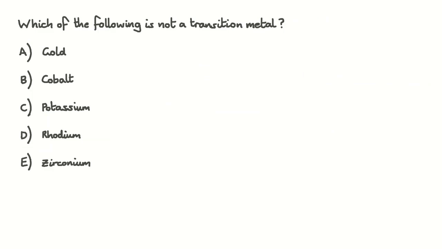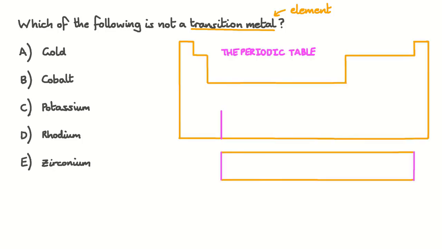Which of the following is not a transition metal? A. Gold, B. Cobalt, C. Potassium, D. Rhodium, or E. Zirconium. Transition metals are otherwise known as transition elements. And where do we find elements? On the periodic table. The periodic table of elements condenses lots of different bits of information about the elements, so we can see it all collectively.